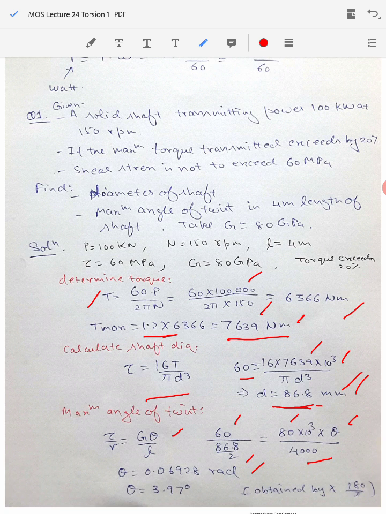0.06928 radians. Always remember the value of theta or angular deformation that you calculate from this formula will be in radians. In case the value of theta given to you in the numerical is in degrees, you first need to convert it into radians, and only then can you use it in this formula. So as you have got the value in radians from this formula, you need to multiply it by 180 by pi so that you can obtain the value of theta in degrees.